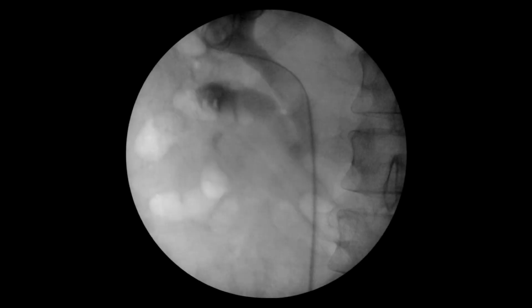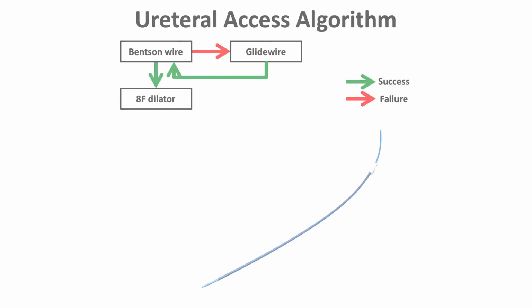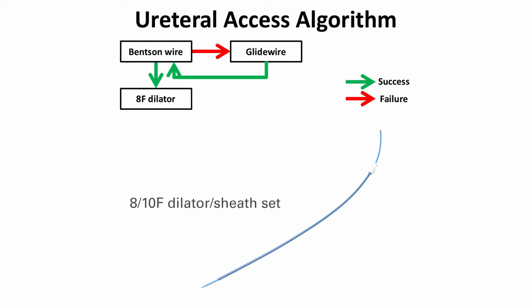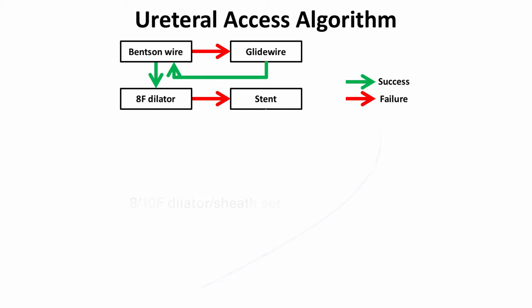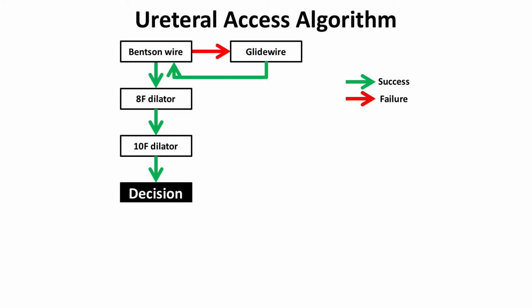In this case, the stone is quite impacted, and we started with the glide wire, and we're able to successfully place this. So our next step is using the 8 French dilator, and this gives us an initial sense of the capacity of the ureter. If I can't place an 8 French dilator after achieving access with a guide wire, I'm done. I'm placing a stent. On the other hand, if we can get the 8 French dilator up, the key component for me is placing the 10 French dilator over top.